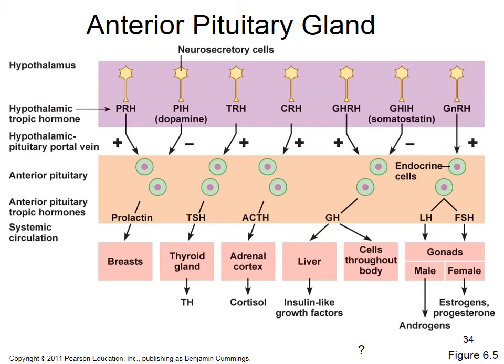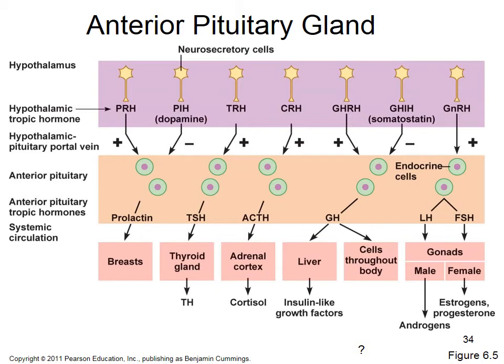In the hypothalamus, those neurosecretory cells release thyrotropic releasing hormone, which causes those anterior pituitary cells to release thyroid stimulating hormone, which tells the thyroid gland to release thyroid hormone. Corticotropic releasing hormone from the hypothalamus tells the anterior pituitary to release ACTH, which causes the adrenal cortex to release cortisol.